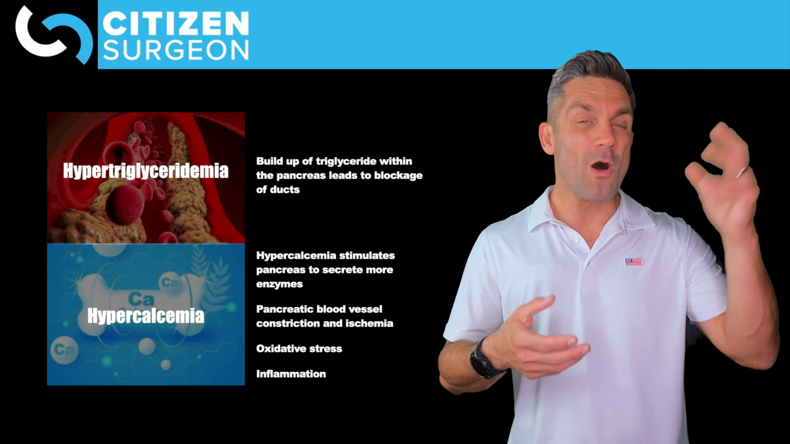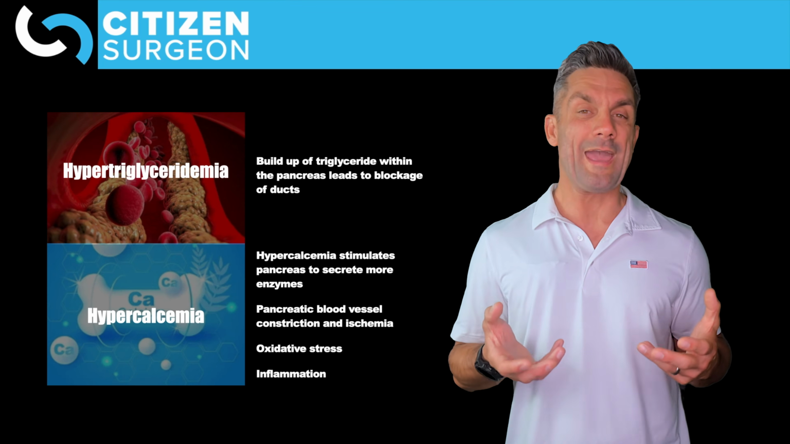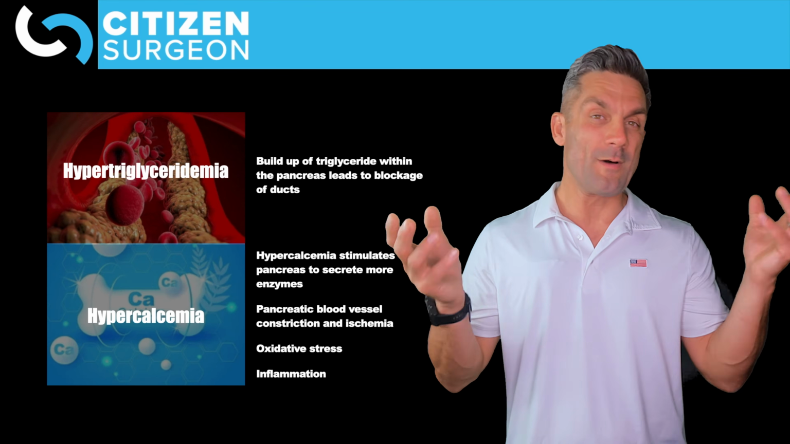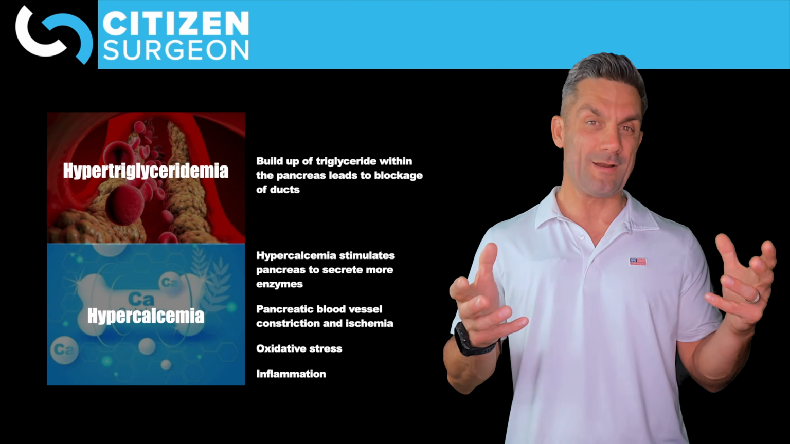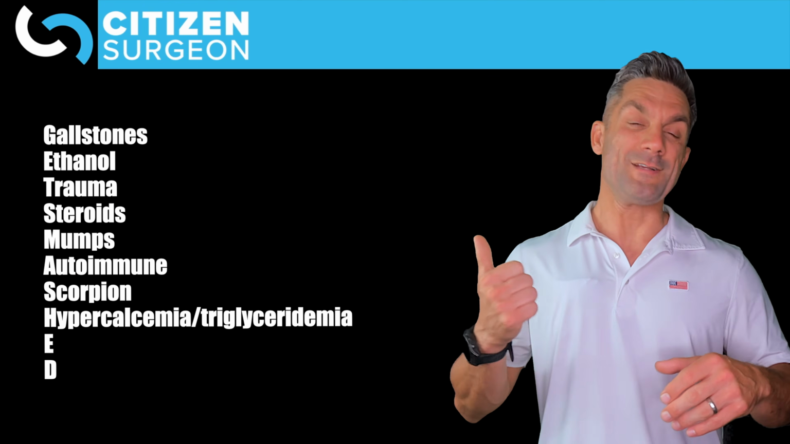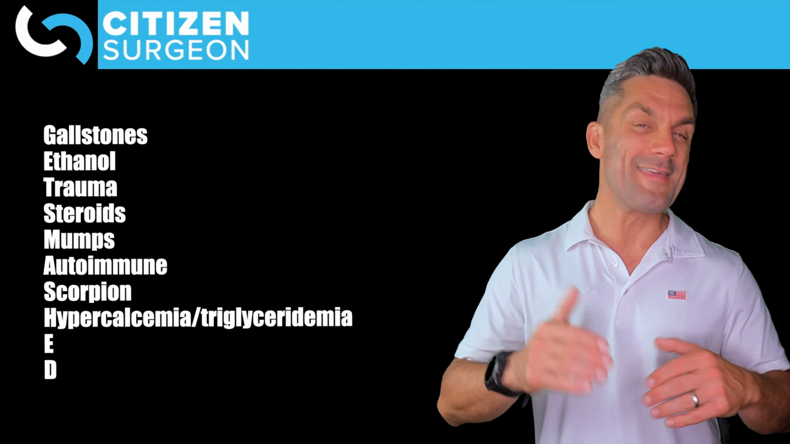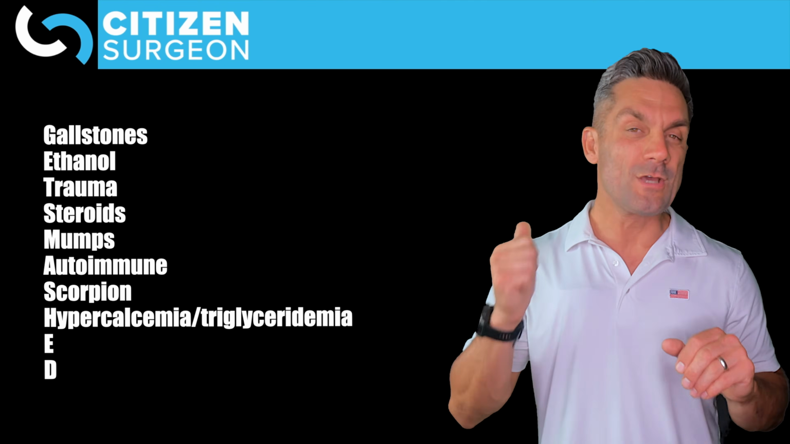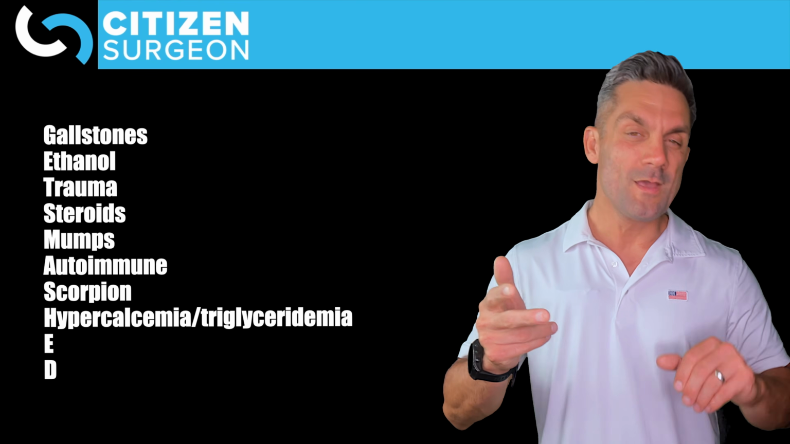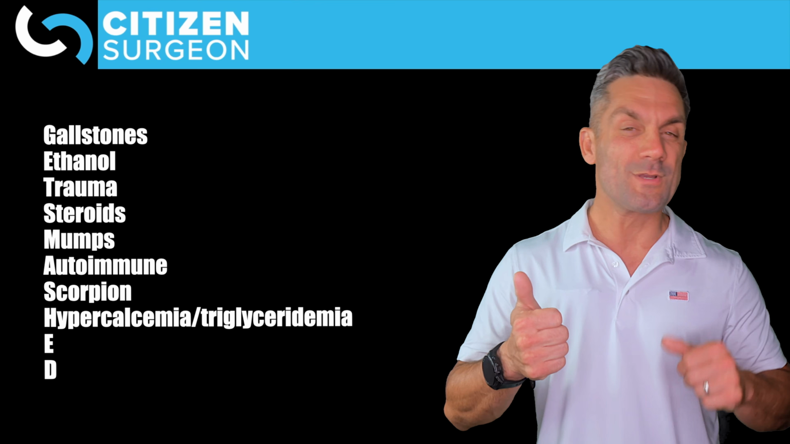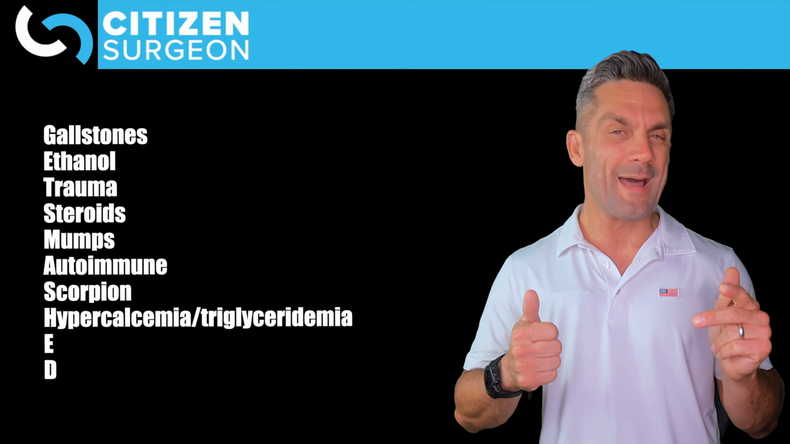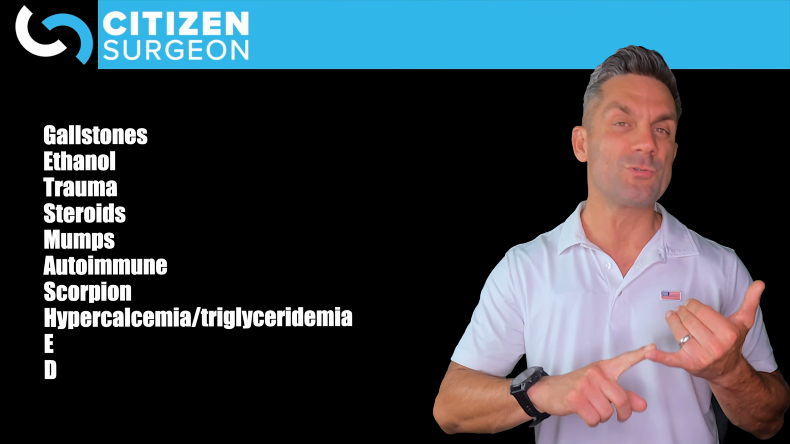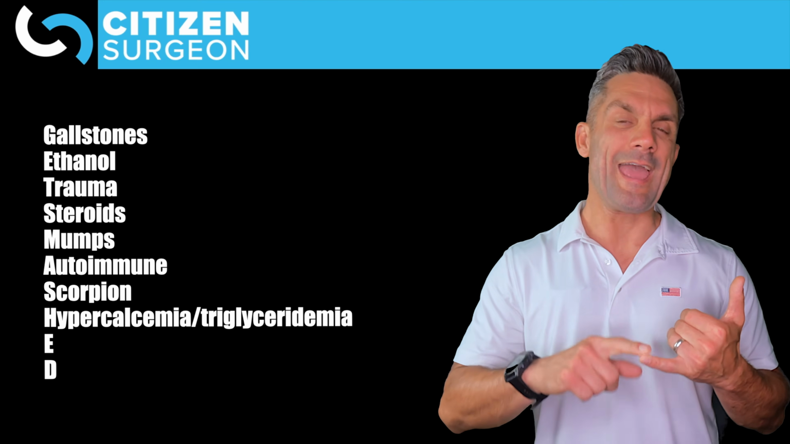And as we go through all of these, if you understand the why, then you are going to remember them all. You may even need an acronym. So, get smashed, all right? I've done this a bunch, but by the end, you're going to totally remember it. Gallstones, ethanol, trauma, steroids, mumps, autoimmune, scorpion bites, hypercalcemia, hypertriglyceridemia, and now to E.